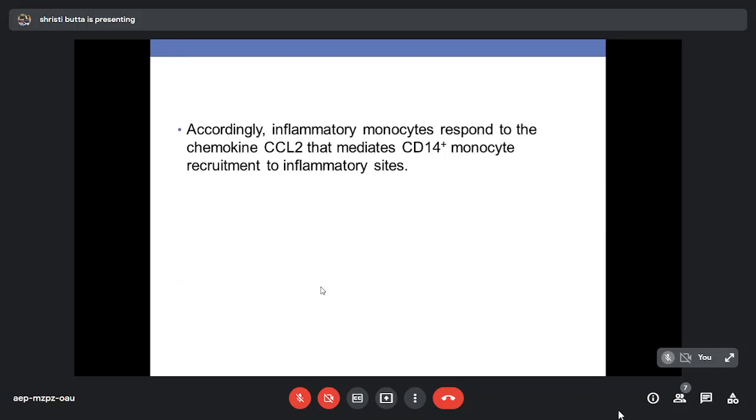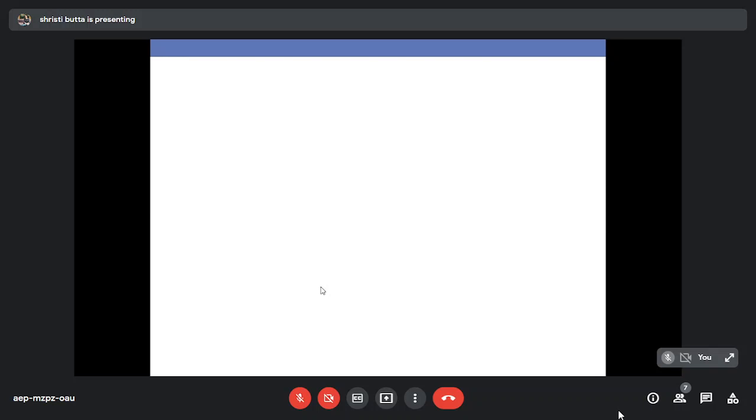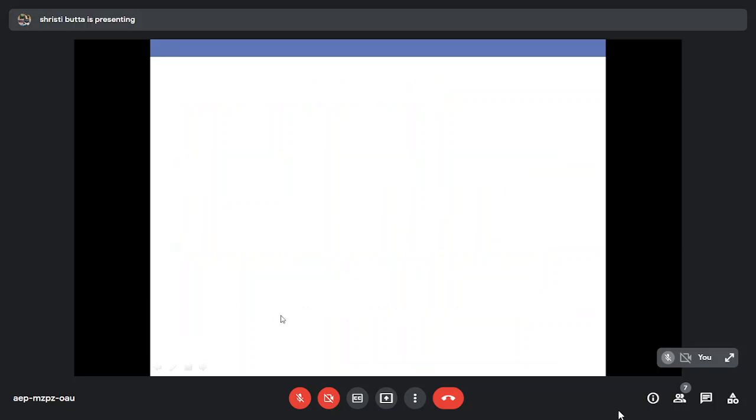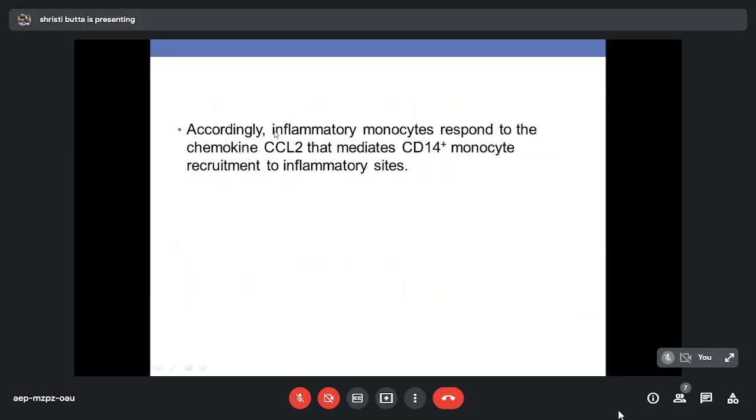Accordingly, inflammatory monocytes respond to the CCL2 chemokine. Just remember that inflammatory monocytes express very high levels of the chemokine receptor CCR2 and lower levels of CX3CR1. Therefore, they respond to the chemokine CCL2 that mediates CD14 positive monocyte recruitment to the inflammatory sites, right?